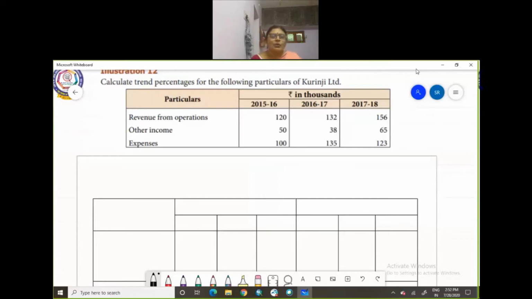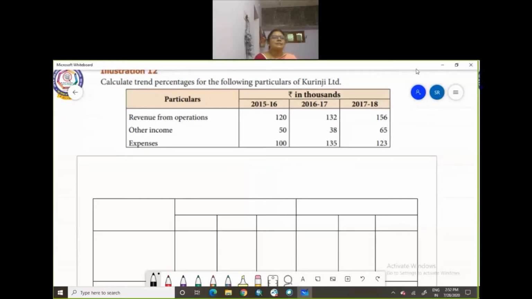What you are supposed to do here is take the first year as your base year, and take the figure of the base year as 100. Then express the figures for the other years as a percentage of the base year and determine the trend percentage. Now, let us start the problem.